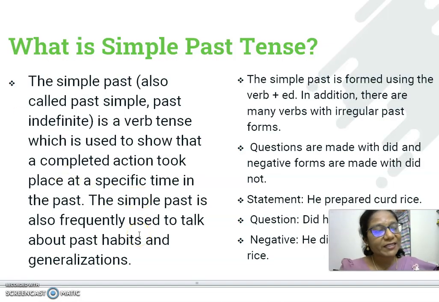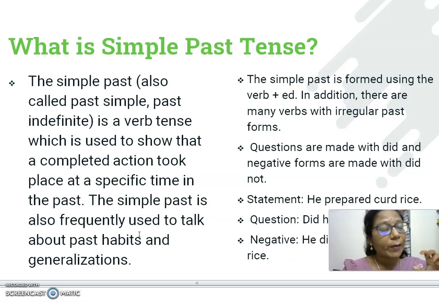The simple past tense, also called the past simple or past indefinite, is a verb tense which is used to show that a completed action took place at a specific point or a specific time in the past. The simple past is also frequently used to talk about past habits and generalizations. The action would have been completed in the past, but it is being referred to now.